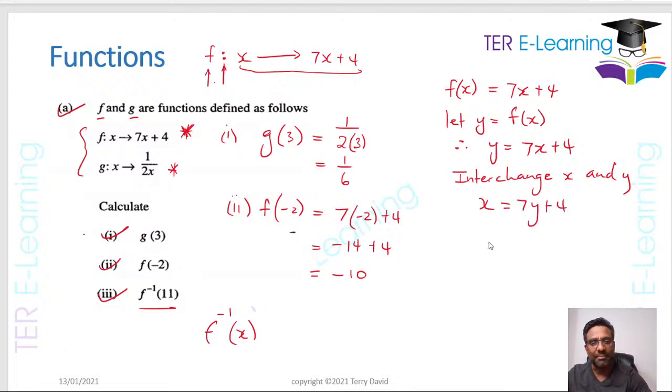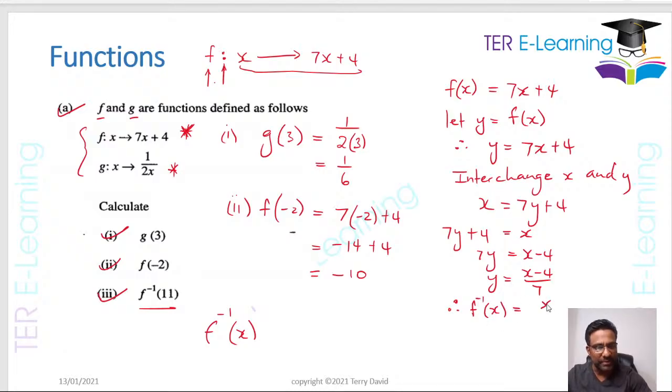Now my next step is to make y the subject of the formula. So I'm going to say 7y plus 4 is equal to x. Therefore 7y is equal to x minus 4, and therefore y is equal to x minus 4 divided by 7. So my inverse function, f inverse of x, is equal to x minus 4 divided by 7. So this is what my inverse function is.